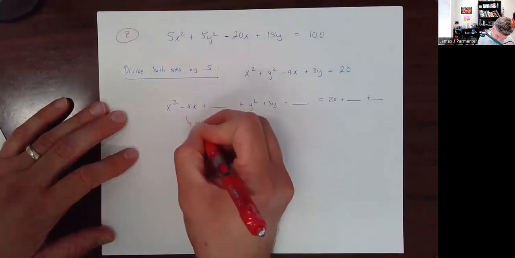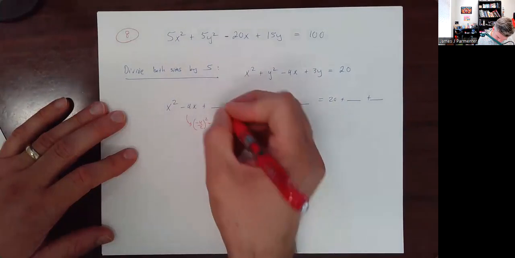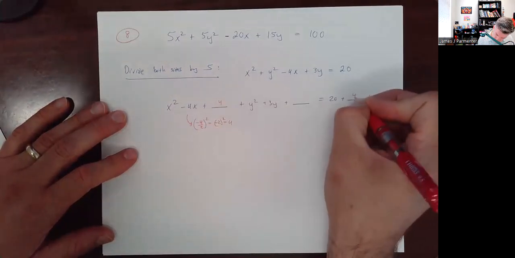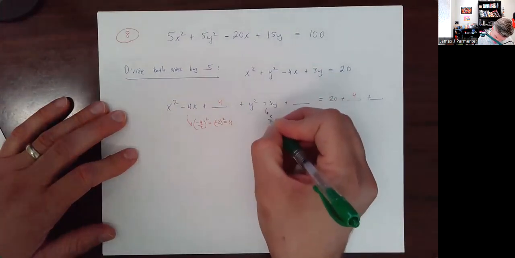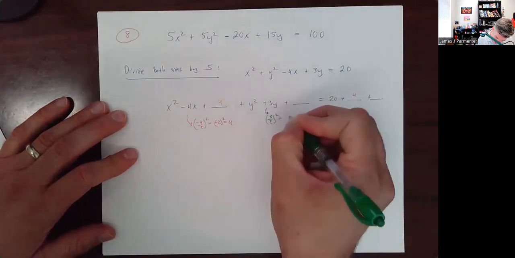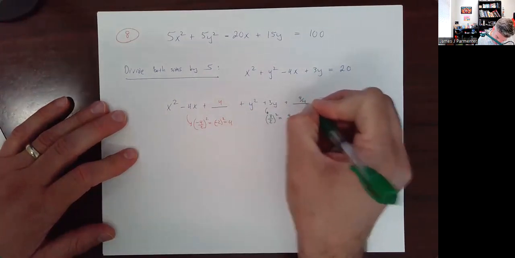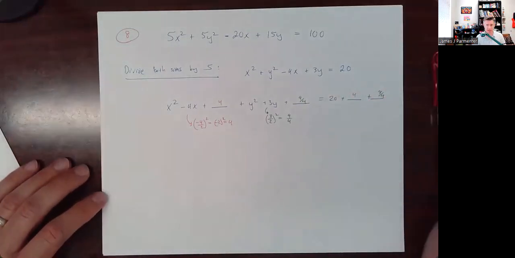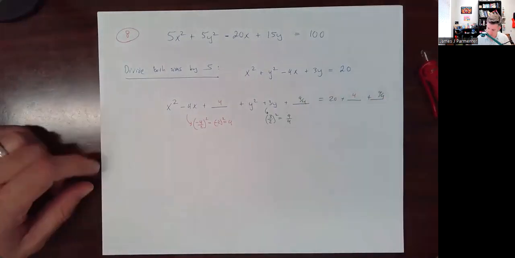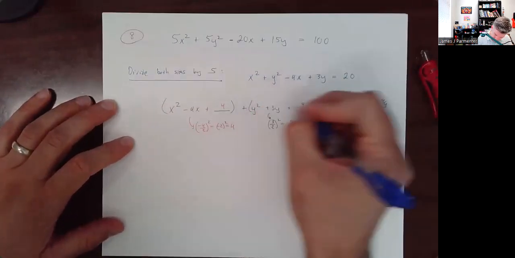-4 divided by 2, squared, is -2 squared, which is +4. So -4 there, add a 4 there. 3 divided by 2, squared, is 9/4. So I'm going to add 9/4 there, and 9/4 there. Okay, common denominators can be a little bit gross, but such is life. All right, so this is one completed square, and this is another completed square.